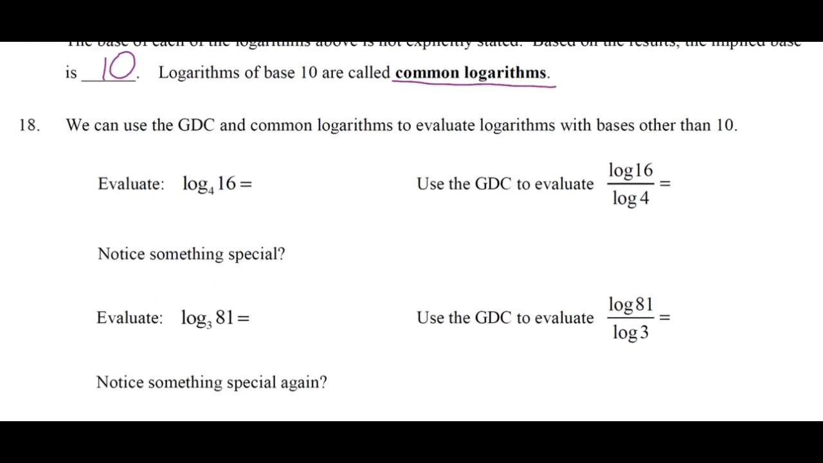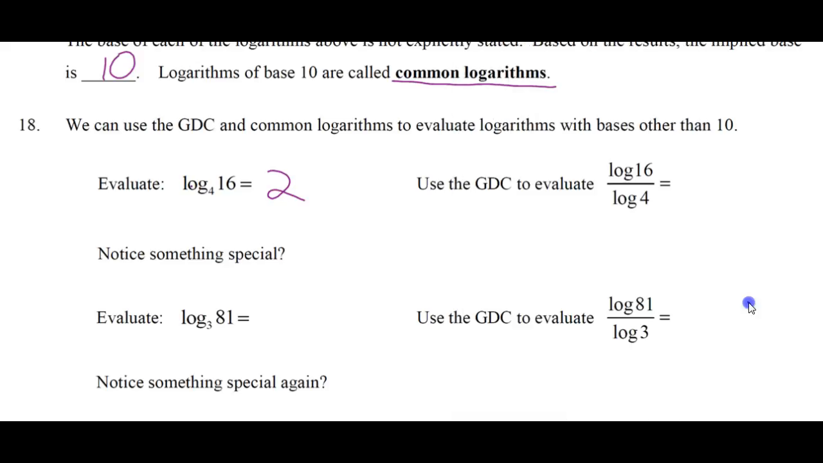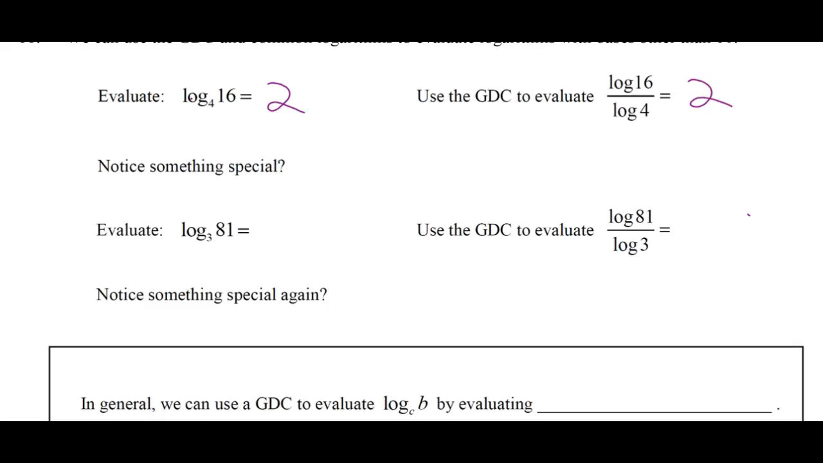Now, here's the problem. If our calculator uses log base 10, how do we work out log base 4 of 16, which we know is what? 2, right? 4 to the what is 16, so we know that's a 2. Now, use the calculator and type in log 16 divided by log 4, and you get 2. Notice something special? This is equal to 2.